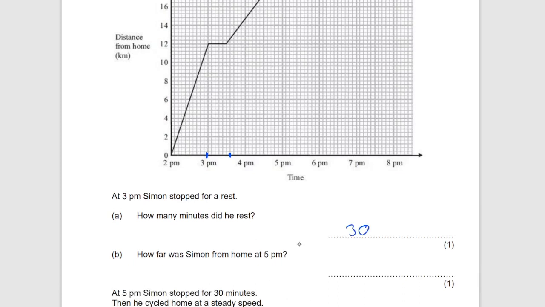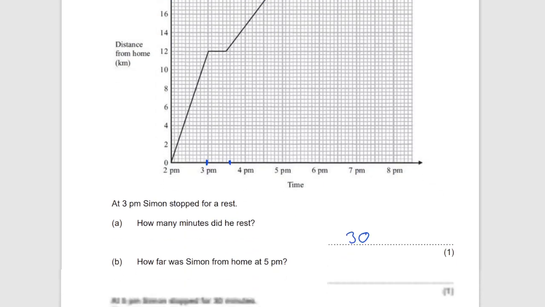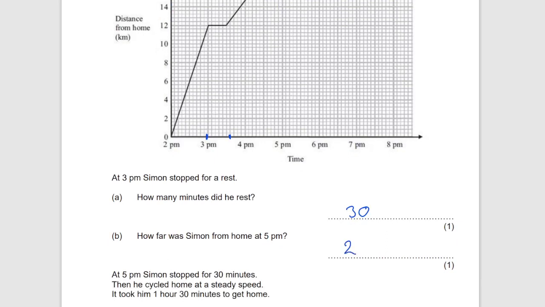How far is Simon from his home at 5 p.m.? So at 5 p.m., we go across and we read he's 20 kilometres from home. 20 kilometres. I should include my units.